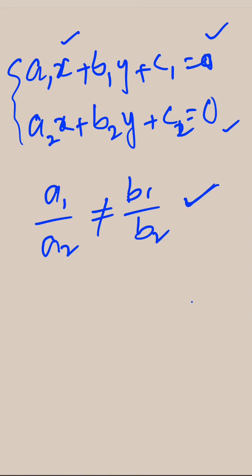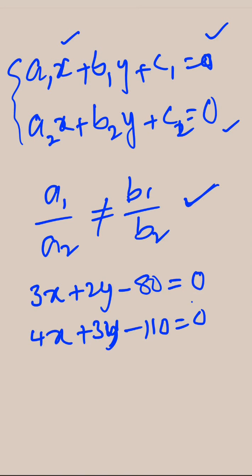For example, I'll take one example. Here are the given two equations, a pair of equations. By observing these, how do we know whether they are intersecting lines or not? First, take the coefficient of x from the first equation, that is a1, that is 3, and the coefficient of x from the second equation, that is 4. That means a1 by a2 is 3 by 4. And take the ratio of the coefficients of y, b1 by b2, that is 2 by 3.